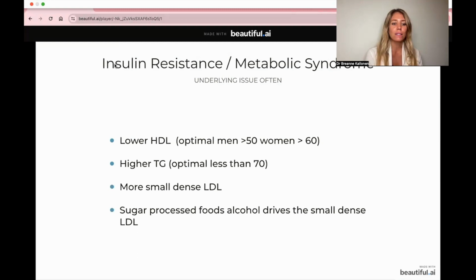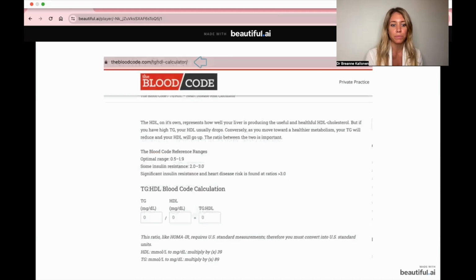Really, you want to focus on simple whole foods nutrition. Sugars, processed foods, alcohol, that's all going to drive those small, dense particle size results. So it doesn't necessarily mean if your cholesterol panel is normal that you can go ahead and consume processed foods and sugars and alcohol, because you may still have that elevated particle count number.